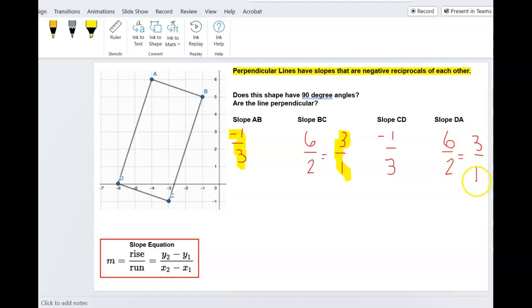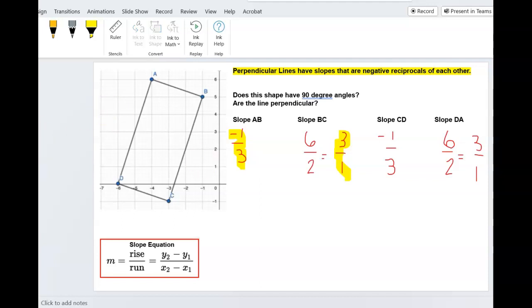And so all of these slopes are going to be negative reciprocals of each other, sort of say. So what this is telling me is that that is a rectangle in the sense that all four of those angles are 90 degrees. So perpendicular line slopes are negative reciprocals of each other. And if you can identify that in the graph, then you know you have a 90-degree angle.